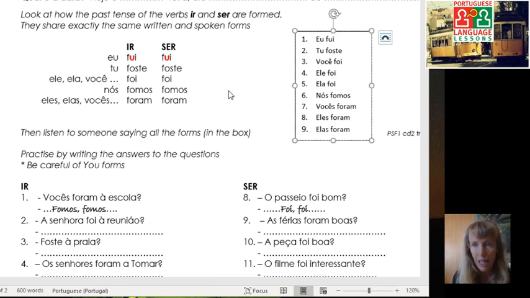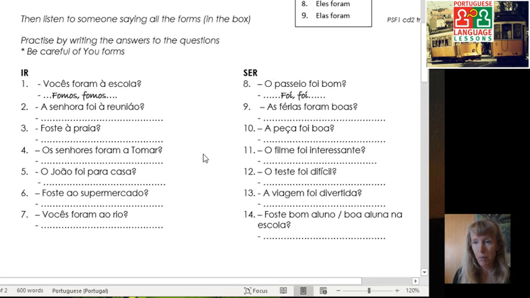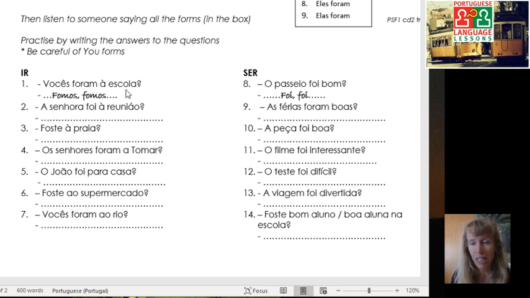Now, very often when I tell students this, they ask me, but how am I going to know which is which? And I always say the context makes it absolutely clear. Here we've got some examples, some questions that we'll look at making the answers for. Before we do that, to help us be confident that we will know what the difference is when we see these in context, when we've got ir, what's after the verb?